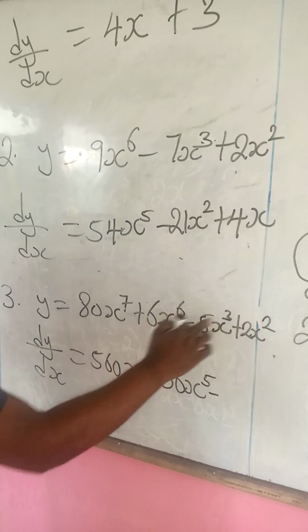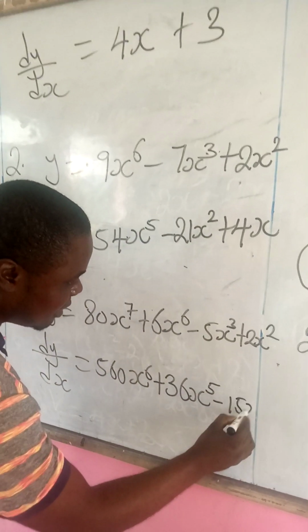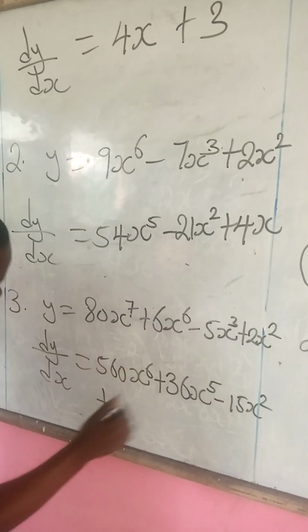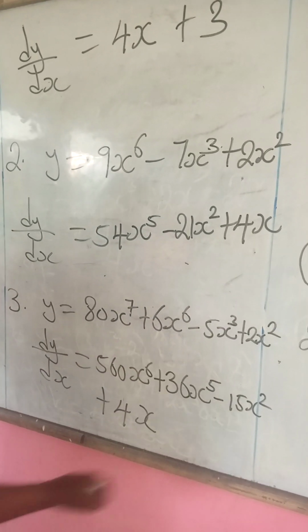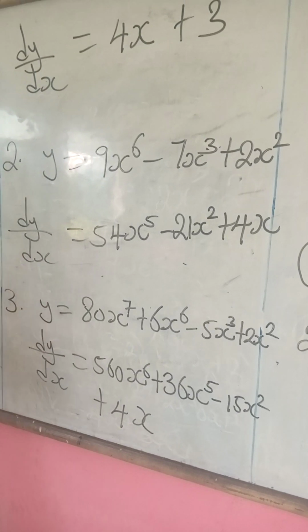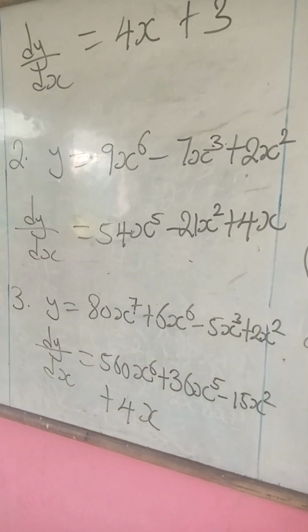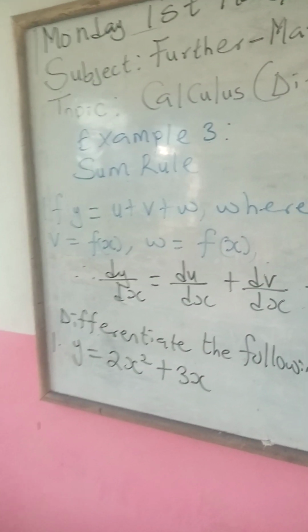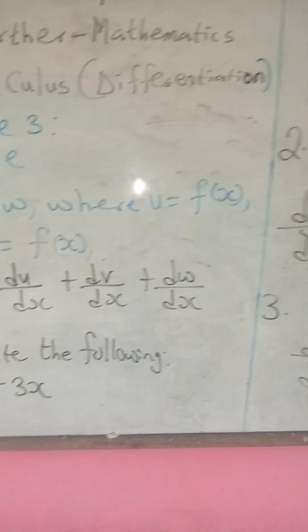3 times 5 is 15, into x raised to the power 2, because 3 minus 1 is 2. Then finally plus 2 times 2 is 4x, because 2 minus 1 will give you 1. So this is differentiation by applying the sum rule. And I believe everybody can see that applying the sum rule is very simple.